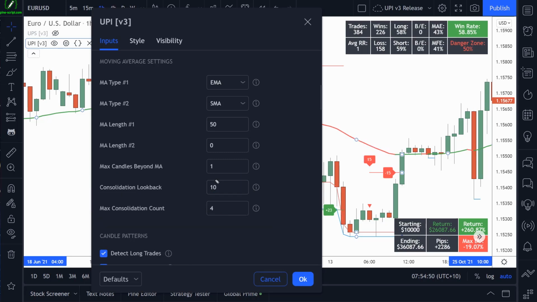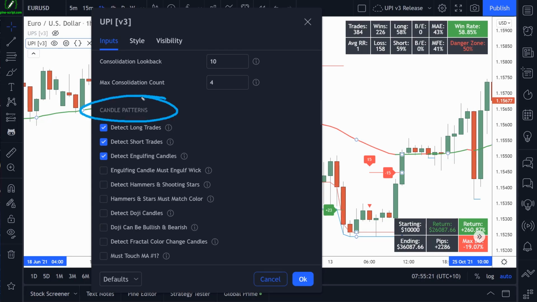I find the default settings to be sufficient in eliminating most clearly bad trades around consolidation, but you may want to play around with this. But I like to leave it on 4. I found that worked across most markets on average, but depending on the market you're trading, you may want to play around with that filter as well.